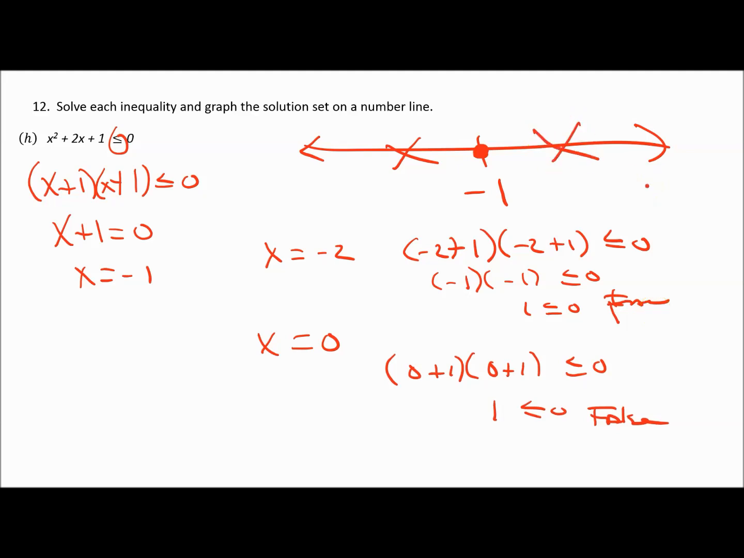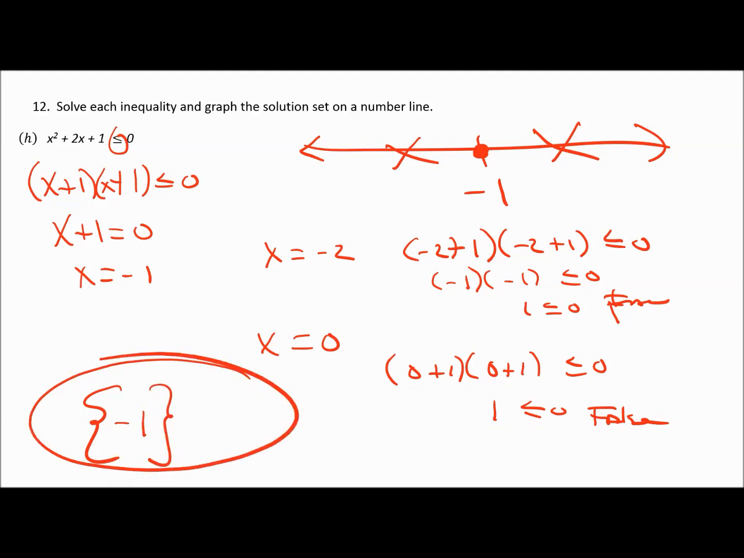But this is not the same as the last problem because this point is included. We only have one number in our answer, and that's when we use those curly brackets just to denote a list of numbers, not an interval. Okay, so that's our final answer there.